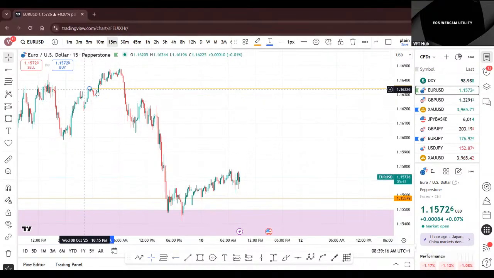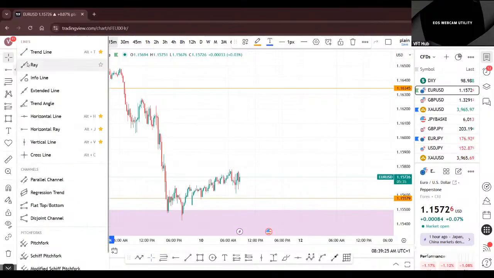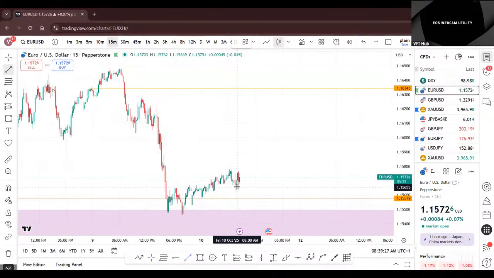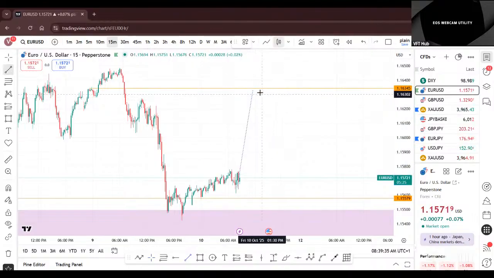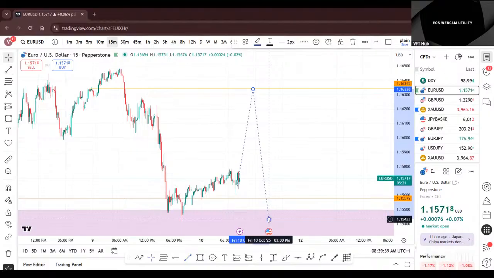So right here, there's a shoulder at 1.16345. There's a sweep right here and a break to the downside. So this is what I'm looking out for price to do: for price to retrace all the way right back into the left shoulder at 1.16345. And once price retraces right back there, I'm willing to short Euro USD.